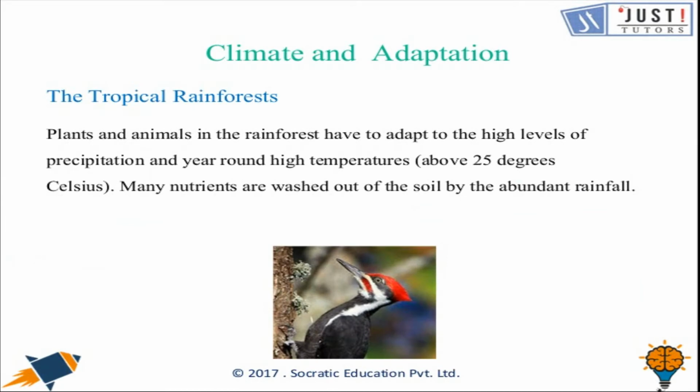Now talking about the tropical rainforests, here the plants and the animals have to adapt to a high level of precipitation and also high temperatures, most commonly about 25 degrees Celsius. The soils in the forest are reasonably nutrient poor in the lower layers and hence they rely upon the rapid decomposition of dead plant and animal matter for their nutrients. Most of the nutrients are washed out of the soil due to abundant rainfall.